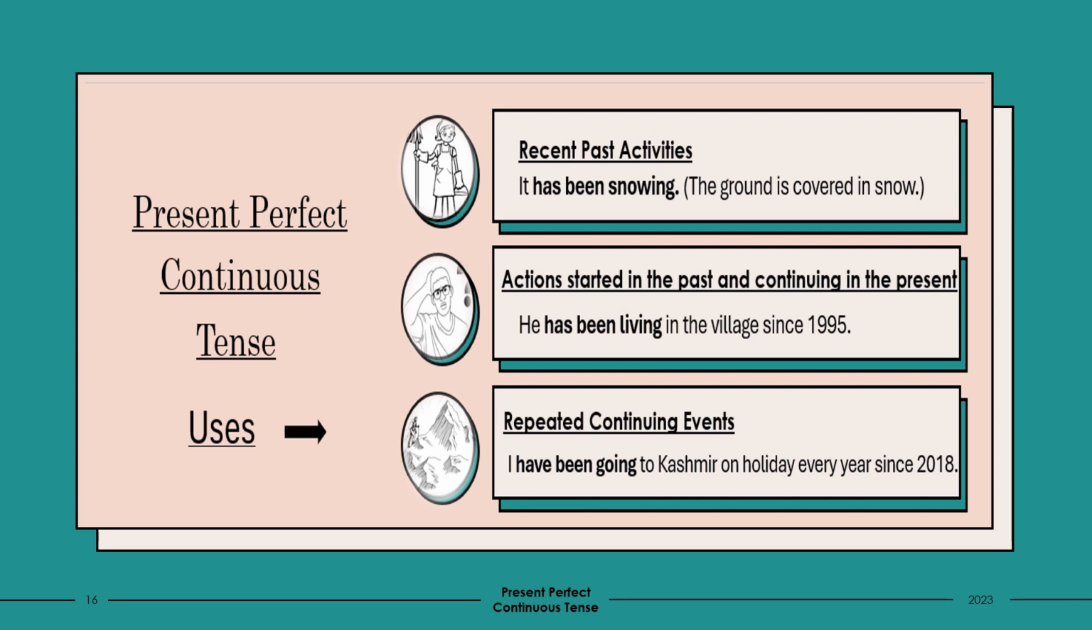And the last use is to indicate repeated continuing events. For example, I have been going to Kashmir on holiday every year since 2018. So 2018 से मैं हर साल कश्मीर जा रहा हूँ हॉलीडे मनाने के लिए. Okay, so here you can see that we are using three verbs: has or have, then been, and then the main verb ending with ing.